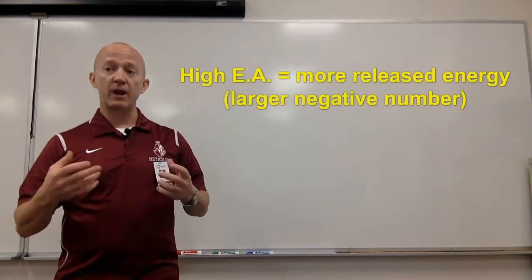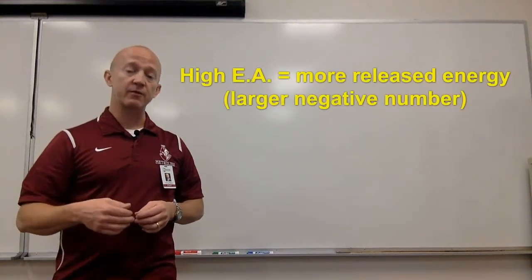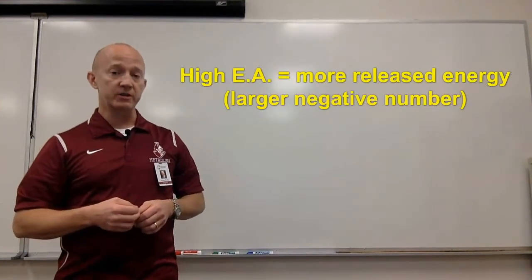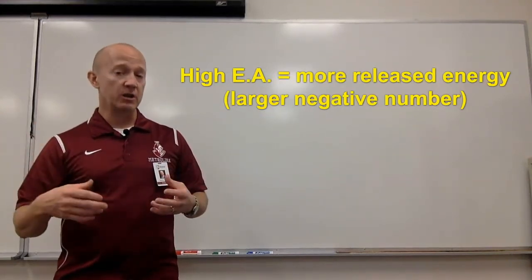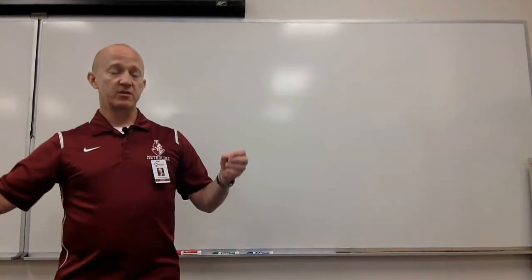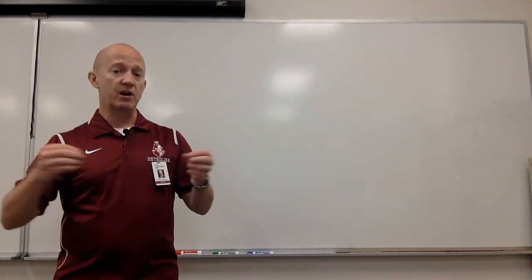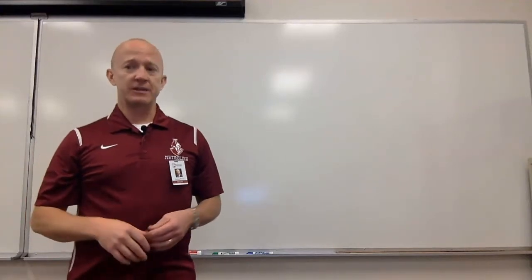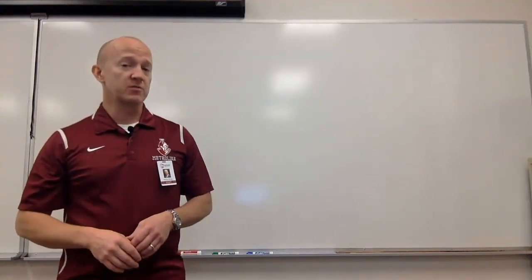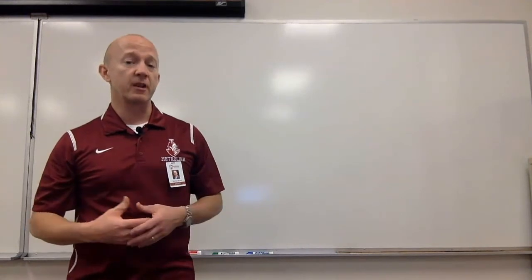So, elements that have greater electron affinity means they're going to have larger negative values of energy. They release more energy when electrons are added. If an element has very low electron affinity, it just simply means there's not a whole lot of energy being given off when an electron is added to that element. If we're talking about noble gases, they don't really form negative ions, do they? So therefore, there's not really any electron affinity to speak of.